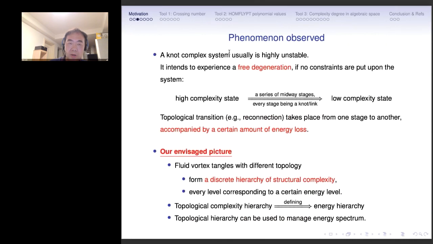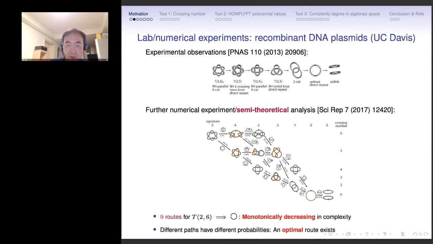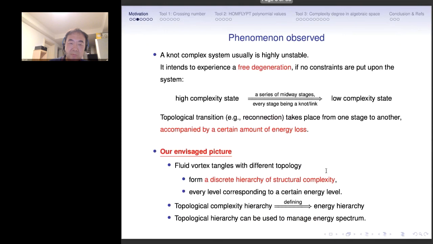So in fluid mechanics and in DNA biology, in different contexts, the same phenomenon is observed. That is, a knot complex system is usually highly unstable. It tends to experience a cascade degeneration, from a high complexity state to a low complexity state through a series of midway stages. Every stage is a knot or link, as you can see in the picture here. But between different stages, topological transitions happen. That means some reconnection events happen, right?